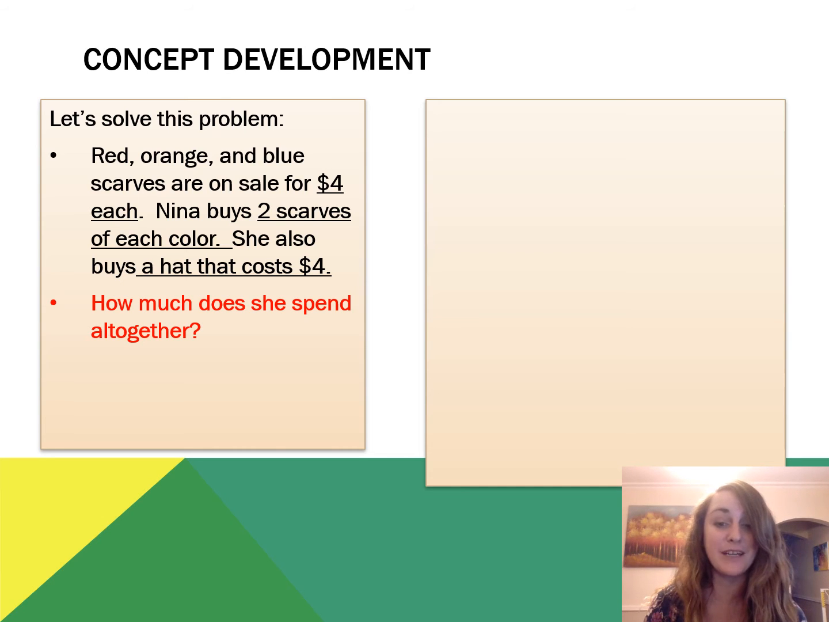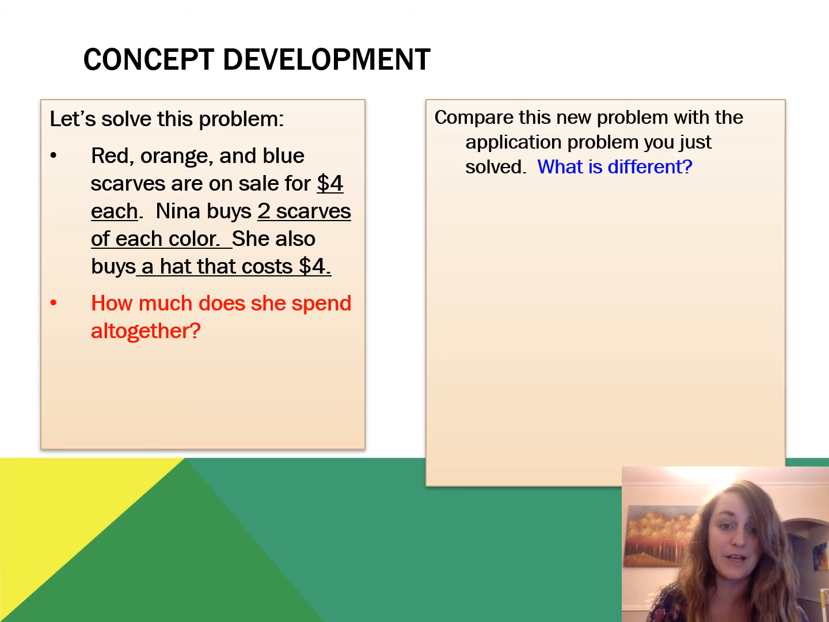This looks like the application problem. Red, orange, and blue scarves are on sale for $4 each. Nina buys 2 scarves of each color. She also buys a hat that costs $4. How much does she spend altogether?